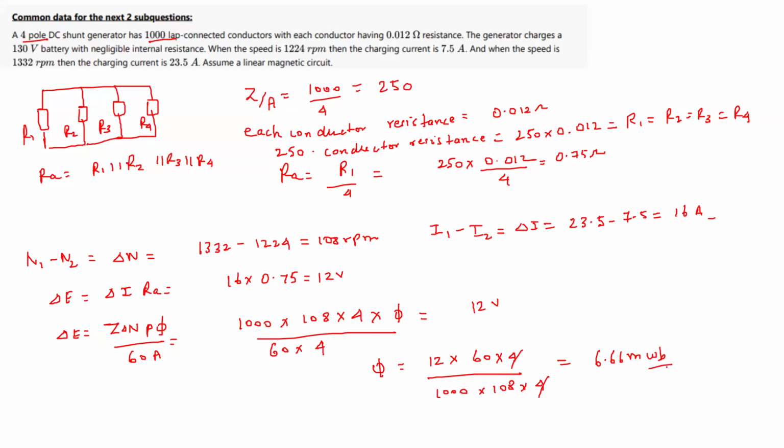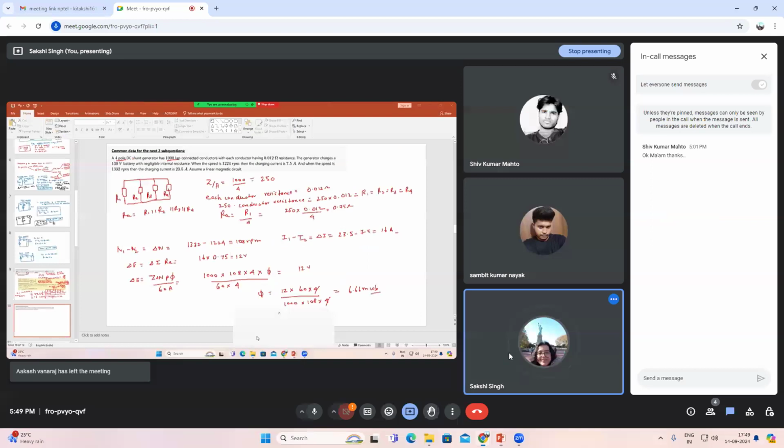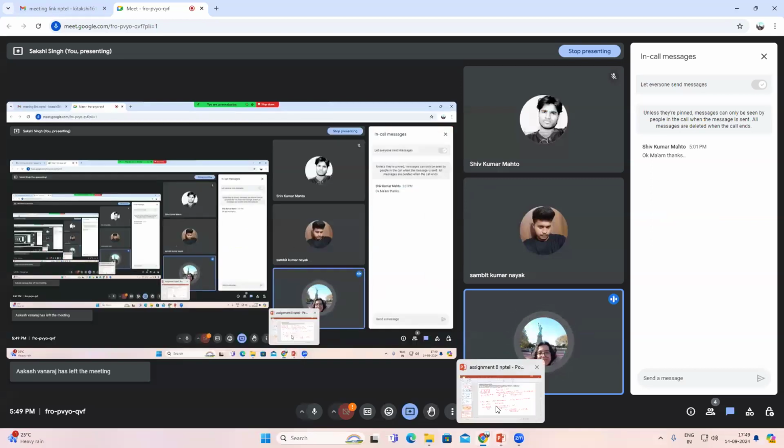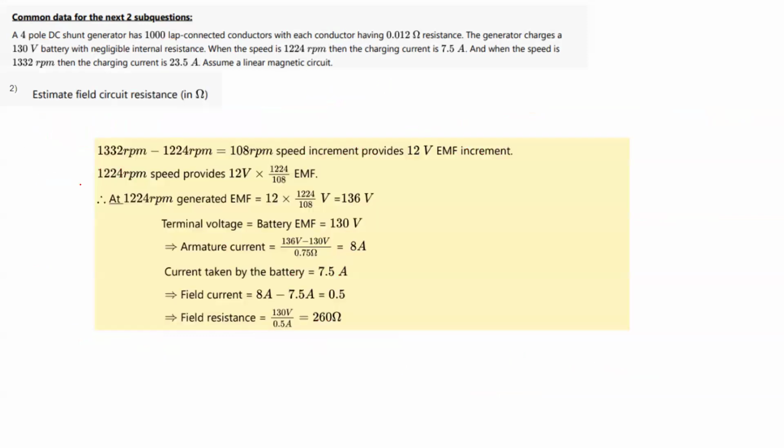Now let us go on. Is there any doubt in this question? Is there any doubt from the others? Shiv Kumar Mahato, is there any doubt here? If you have a doubt, please stop me in between and I'll clear it. Now let us go to the next question.